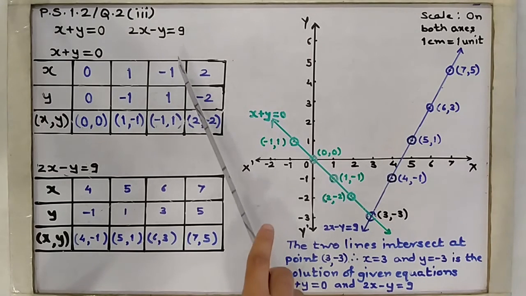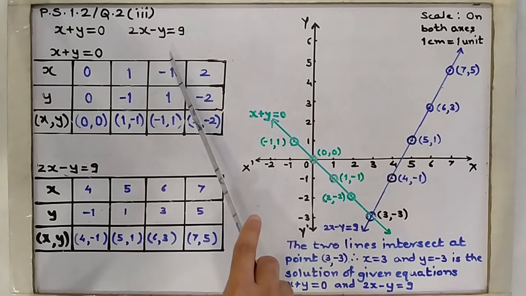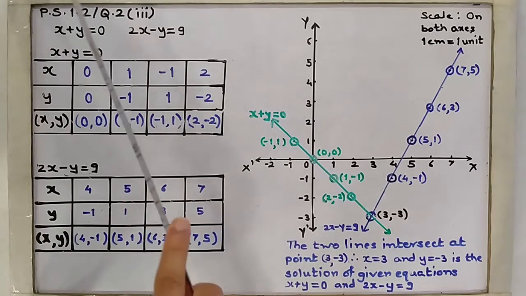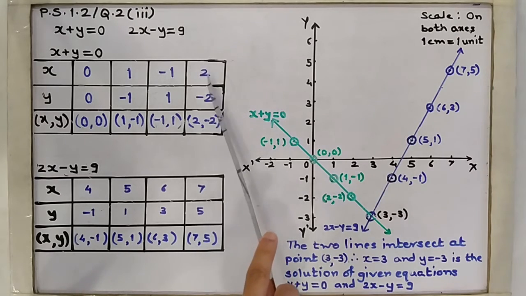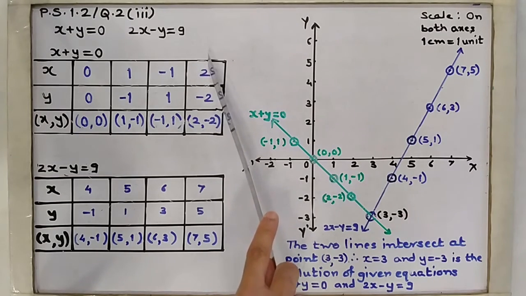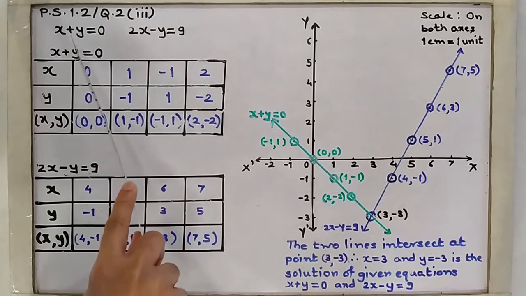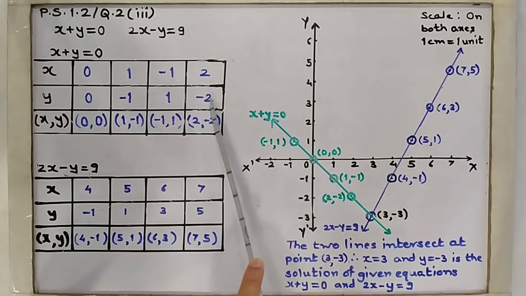In the third case, I have assumed the value of x as minus 1. Putting this value in the equation, I'll get the corresponding value of y as 1. So the ordered pair becomes minus 1 comma 1. And in the fourth case, I have assumed the value of x as 2. So putting the value of x in the equation, I'll get the corresponding value of y as minus 2. So the ordered pair will be 2 comma minus 2. Now we have got all the 4 points, so we'll plot them on the graph paper.